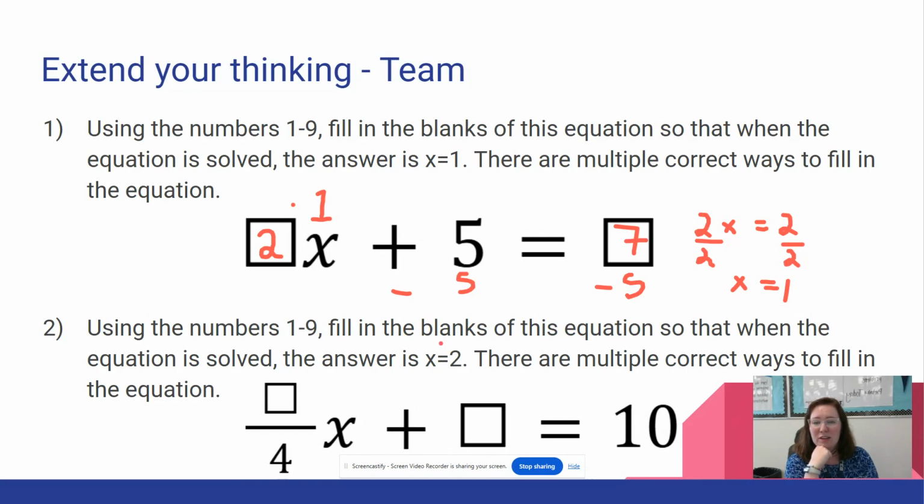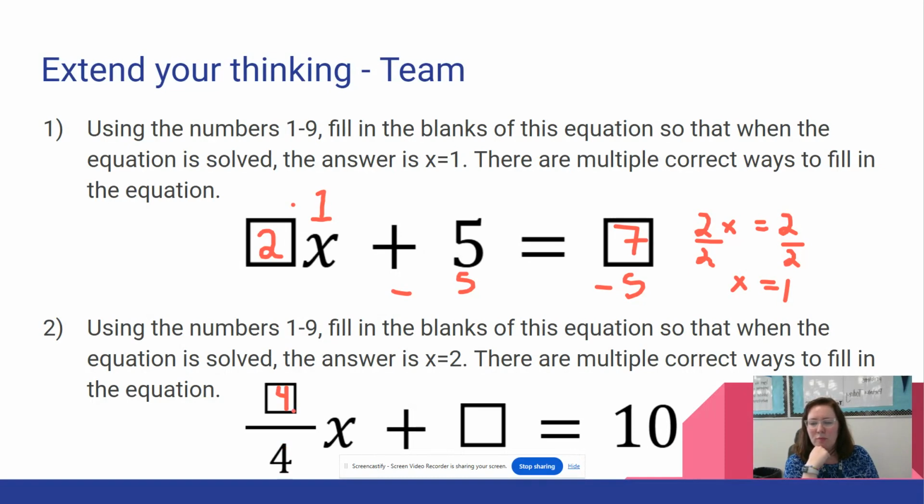Using the numbers 1 through 9, fill in the blanks of this equation so that when the equation is solved, the answer is x equals 2. There are multiple correct ways to fill in the equation. So same as before, maybe I could just put in something random, but I noticed that I'm going to be dividing by 4. So I would love to put a number here that is divisible by 4.